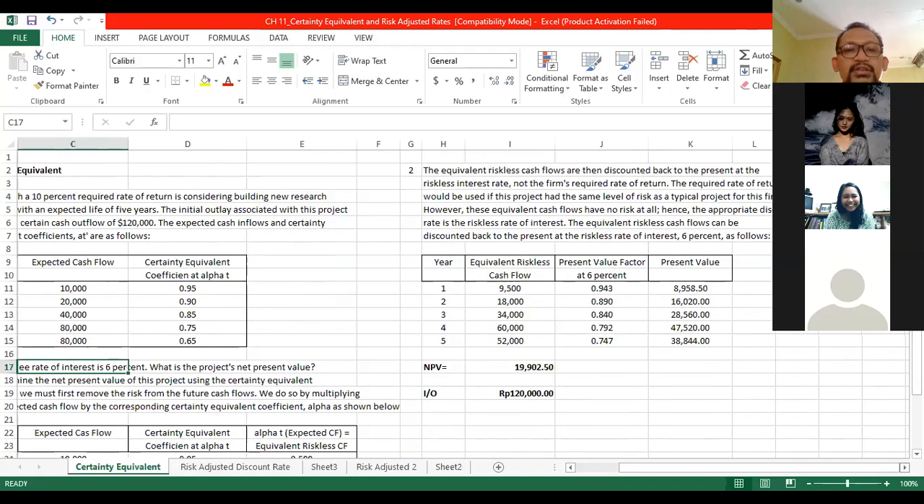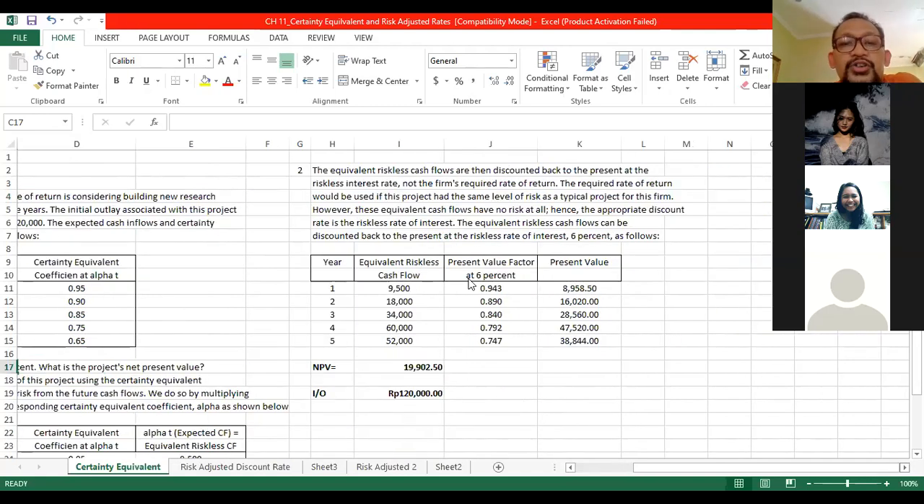So you don't use this 10%. Instead, you use only the 6%. So that's the explanation. This is no risk, and then the appropriate discount rate is the riskless interest rate. The equivalent riskless cash flow can be discounted back to the present at 6% as follows. This is year one.